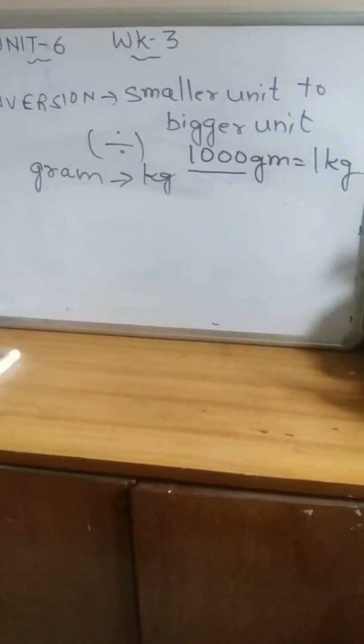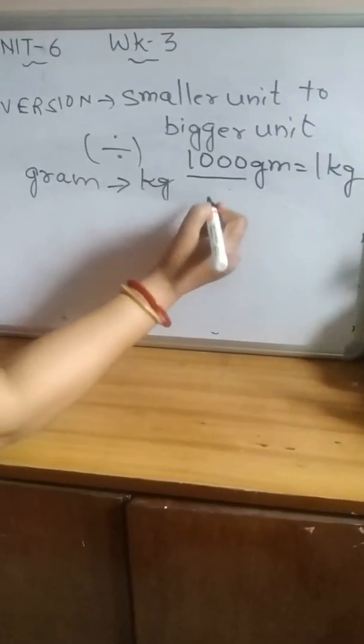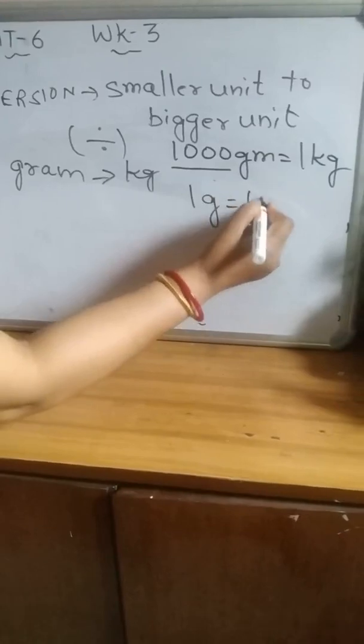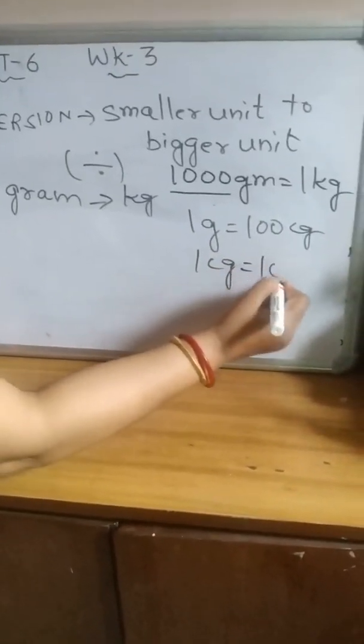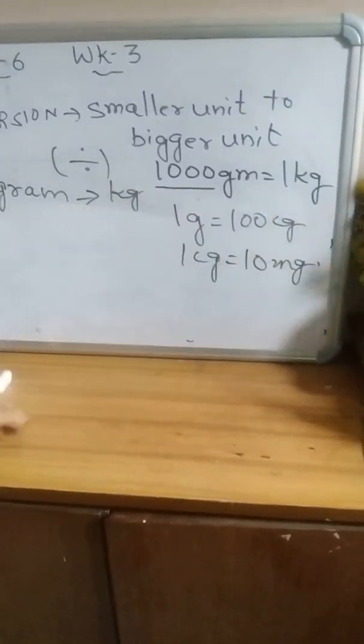Here all of you see that 1 gram is equal to 100 centigram and 1 centigram is equal to 10 milligram. Always remember that.